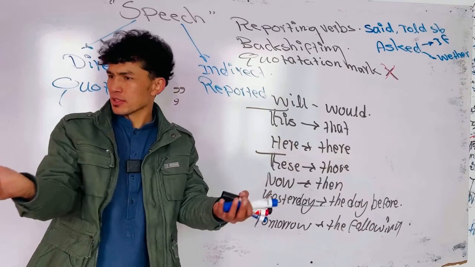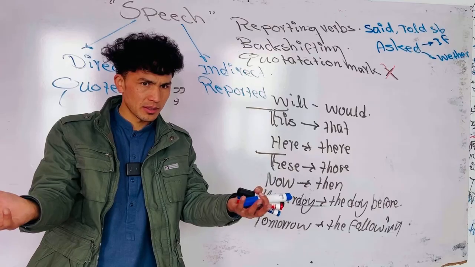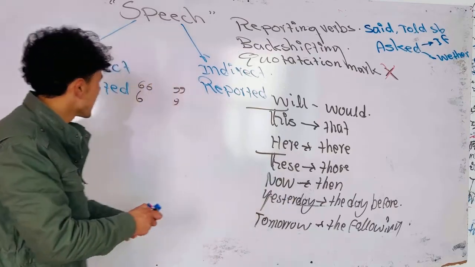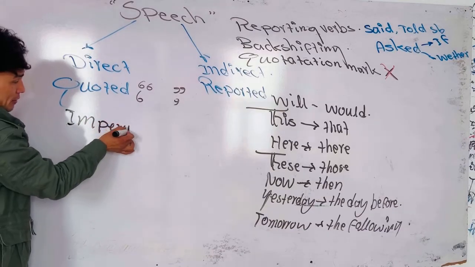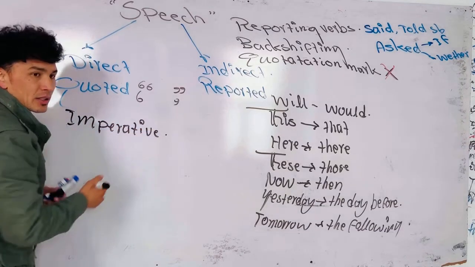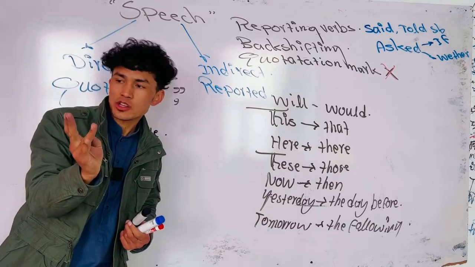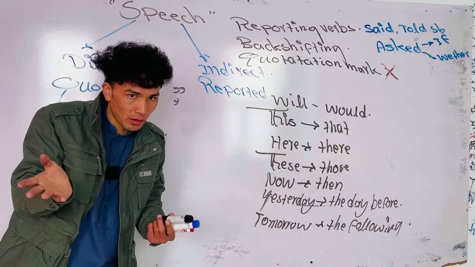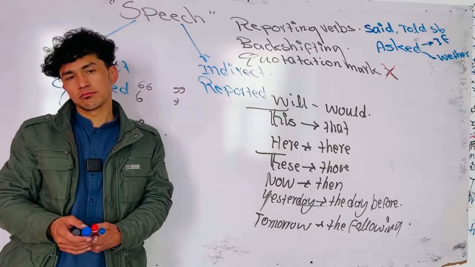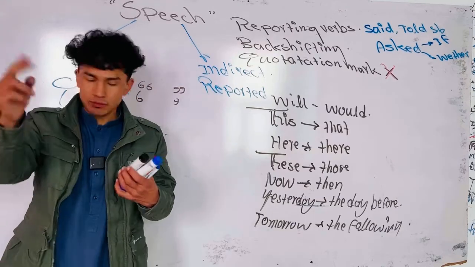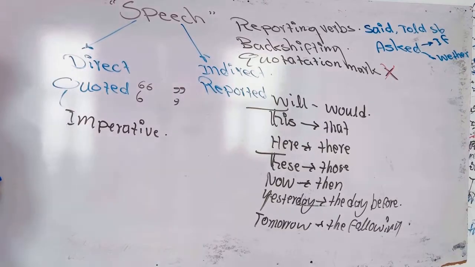Let's go with some imperative sentences. Do you know imperative? Let me write it down. Imperative shows a request, direction, or command. Imperative sentences are sentences which do not have a subject, and the subject is always you.